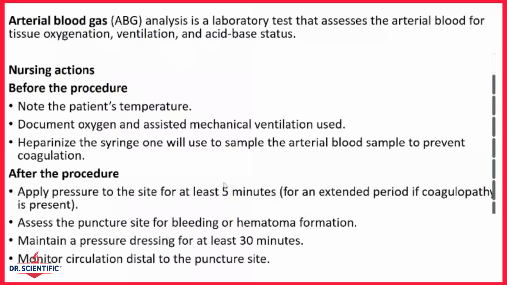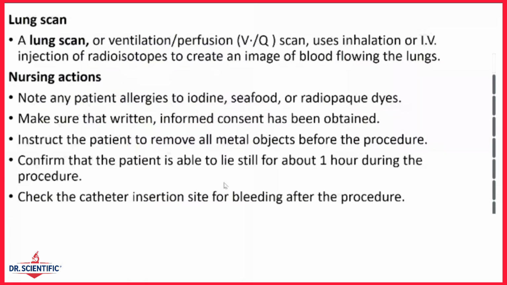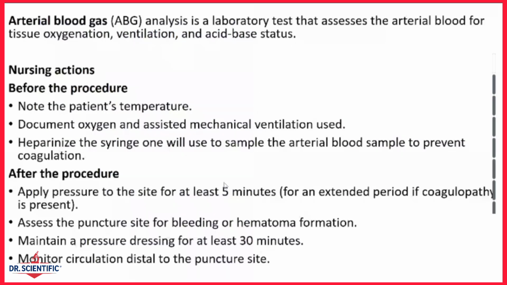So you look at the color to monitor circulation. You just look at the color, the temperature, the pulse in the punctured limb, and see how it is. If there are any abnormal ABG results, then you need to have this reported for intervention. So very important that after the procedure, you have to apply pressure or firm pressure for about 5 minutes or more, and that will help to prevent a hematoma.